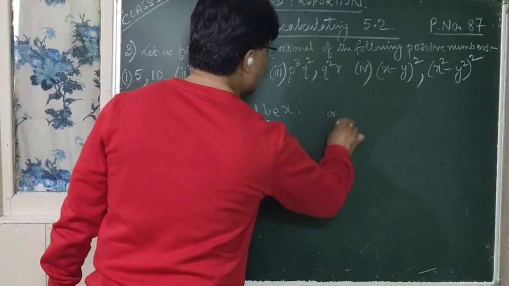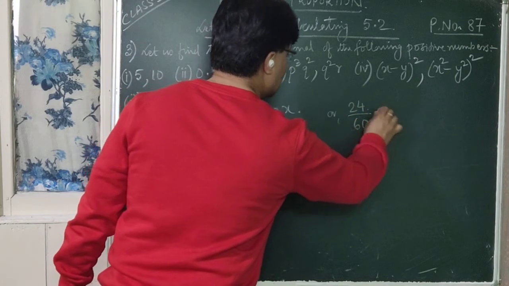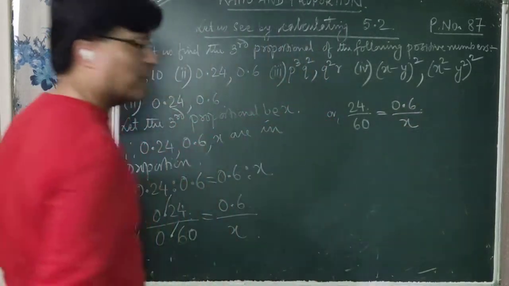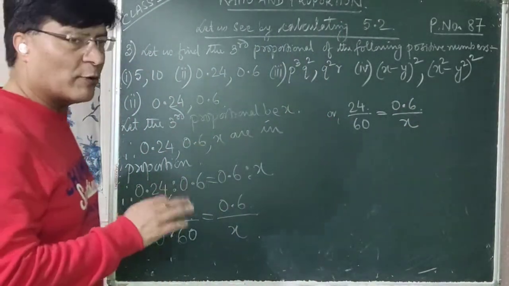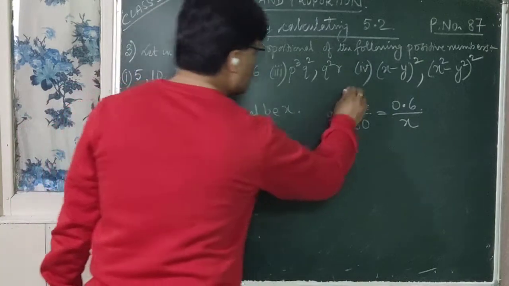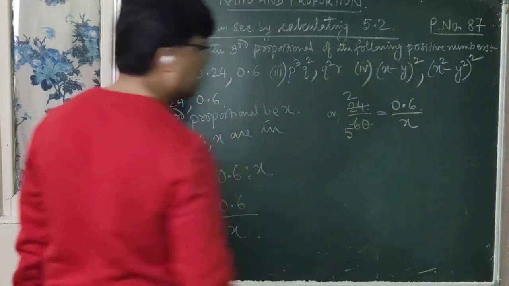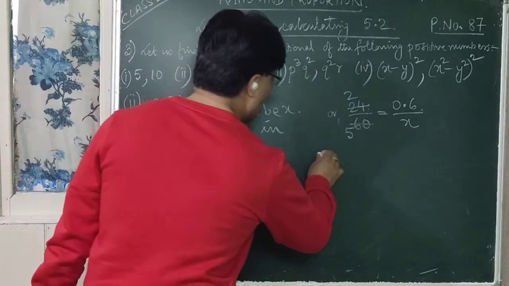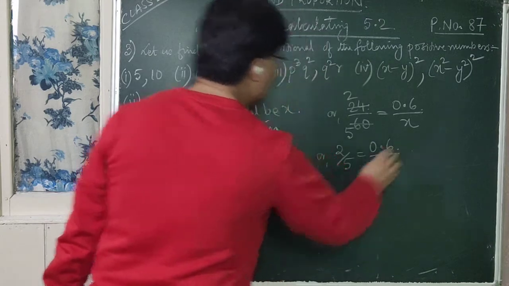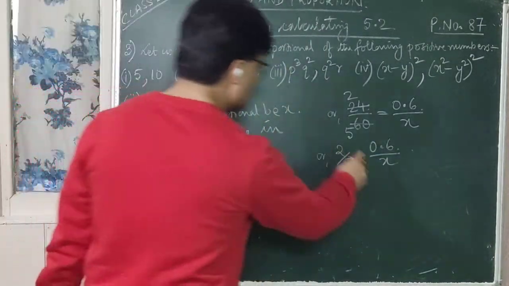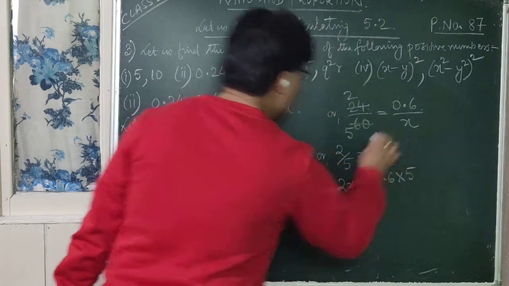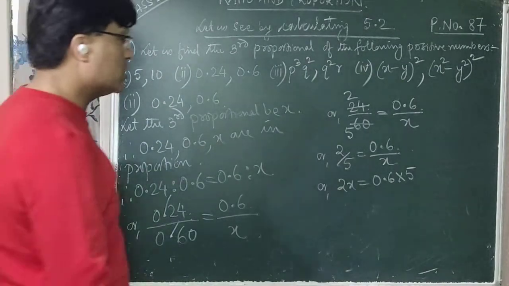Okay, so what do we get? 24 divided by 60 is equal to 0.6 divided by x, right? So 24 by 60 can be simplified further. Like 12 2s are 24, 12 5s are 60. Right? So 2 upon 5 is equal to 0.6 divided by x. Right? So now cross multiply. So 2x is equal to 0.6 into 5.